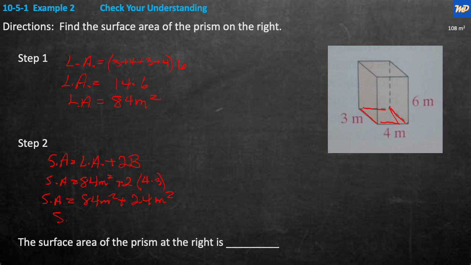So the SA is equal to 84 and 24. 80 and 20 is 100. 4 and 4 is 8. 108 meters, excuse me, meters squared. I'll write it over here. 108 meters squared.